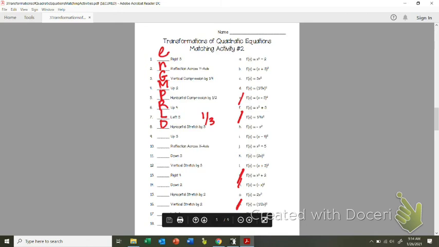All right, number 9. Up 3. Santiago, which one tells us to go up 3? Which one has a 3 on the outside, all by itself? C. On the other outside, on the right. F. F, good.